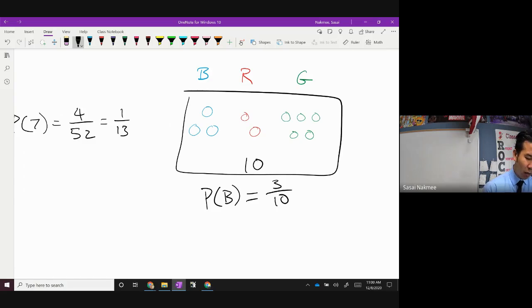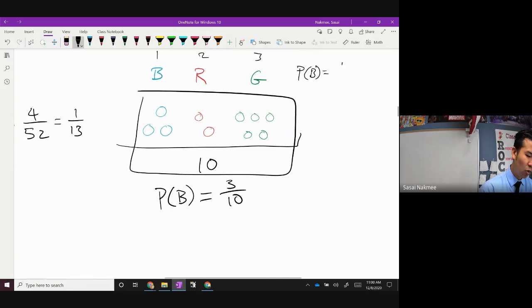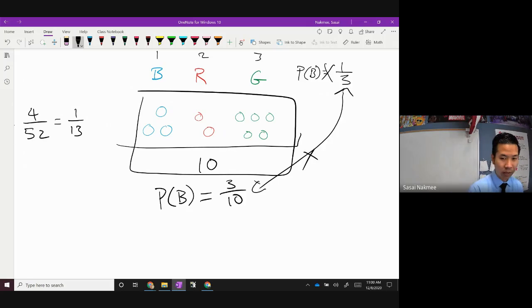But if there were an equal number of marbles all the way across, then you can see there are 3 different colors, right? And some people would say the probability of drawing a blue, if there are only 3 colors, is 1 out of 3. But that's not the case if there are a different number of marbles in there. If they're not equal, then it won't equal out.